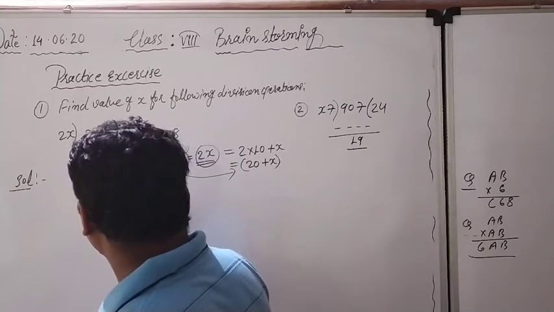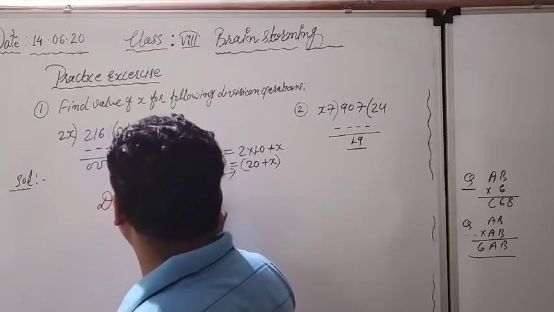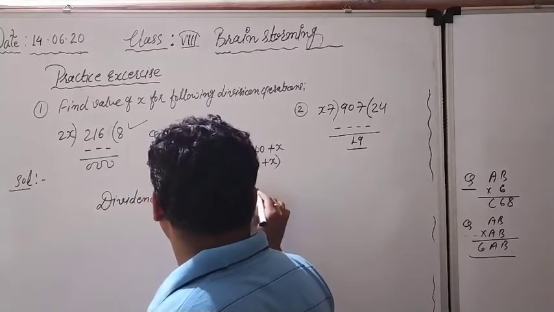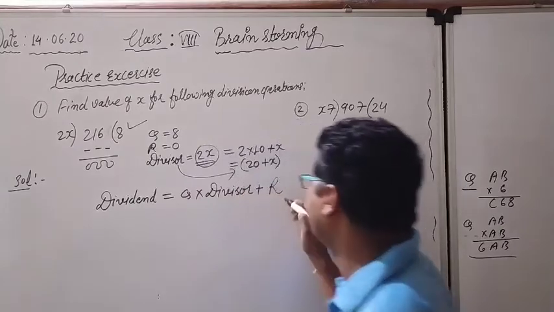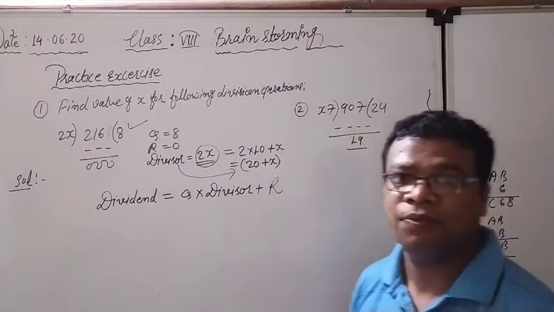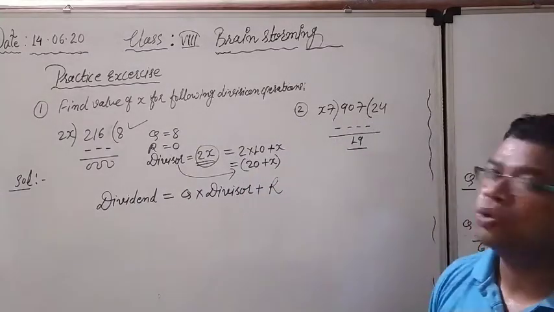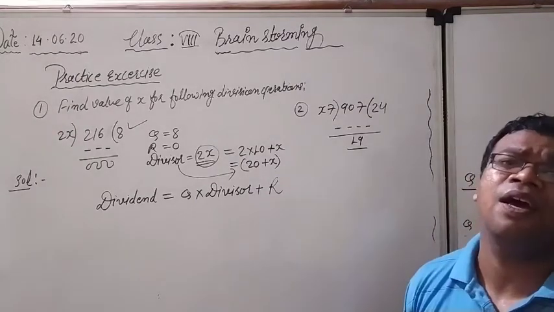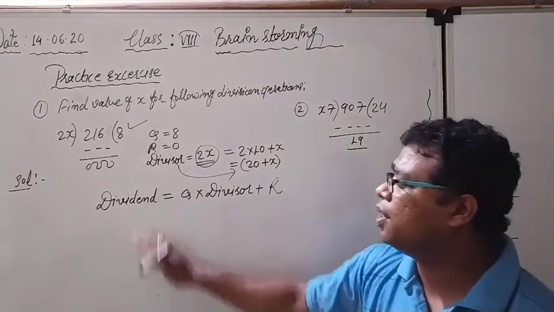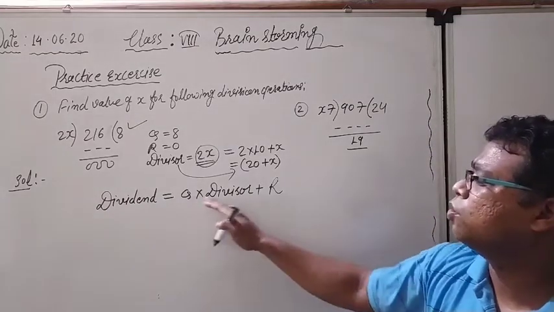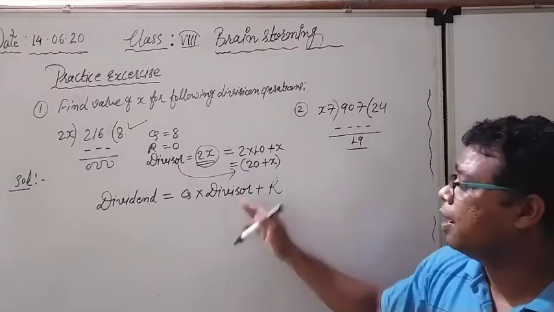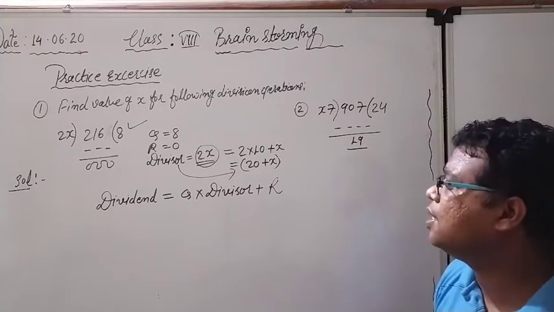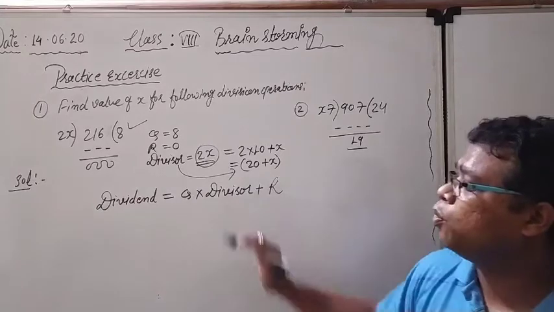Dividend is equal to quotient into divisor plus remainder. Remainder means R. Very easy. That is the thing we already know. For every case, the dividend should always be equal to the quotient into divisor plus remainder. By using this particular formula we can get the value of x. Very easy. Right now I only have to put in the values.